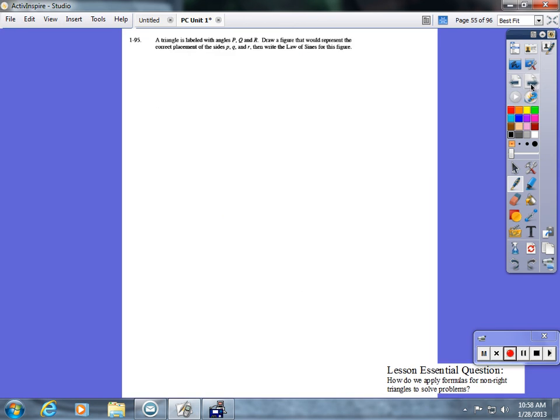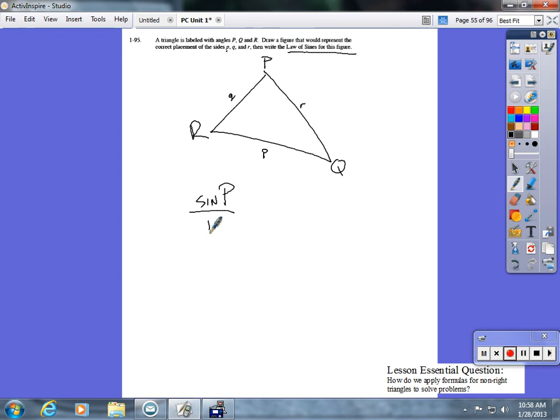A triangle is labeled PQR. Draw a figure that represents the correct placement of sides and angles PQR. So if we have angle P, angle Q, angle R, it is specific. The side is across from its respective angle. So that's what it would look like here. Then write the law of sines for this figure. A lot of students struggle. You know, A, B, C, all of a sudden we got P, Q, R. Well, law of sines though, I don't have angle A. Well, sure you do. It's always the angle over its opposite side. So sine of Q over side Q, sine of R over side R. It's always the sine of the angle over its corresponding or opposite side.